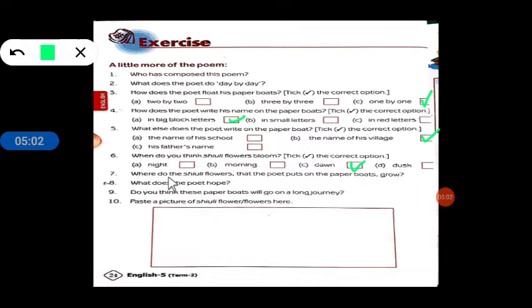The seventh one: where do the shivli flowers that the poet puts on the paper boards grow? Where does the poet bring these flowers from? The answer: the shivli flowers grow in the poet's garden. So from his garden itself, he brings the flowers. This is the answer for the seventh one. Let us go to the next, the eighth one.